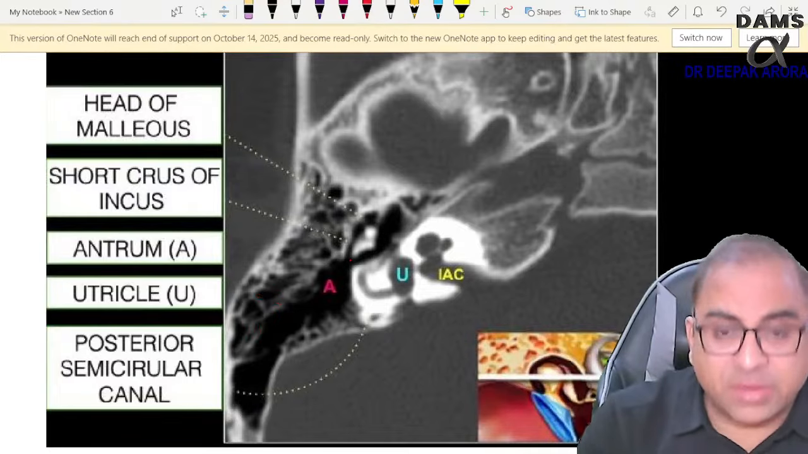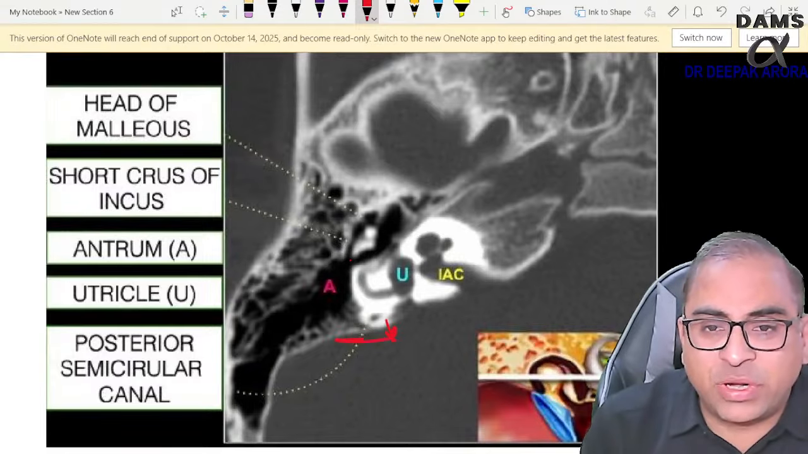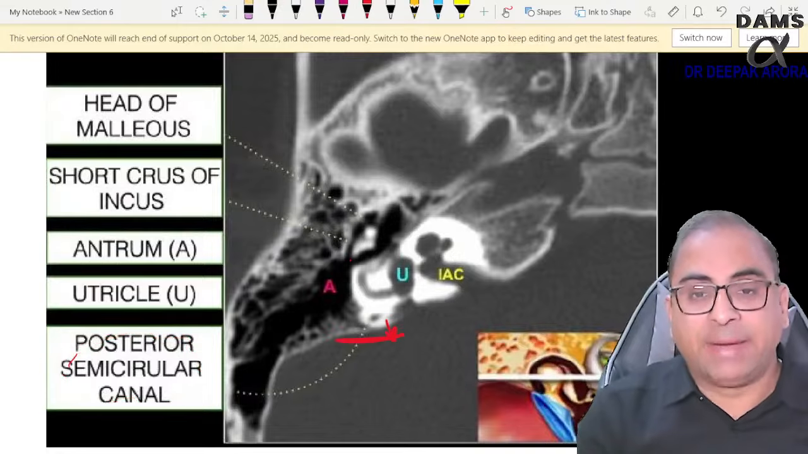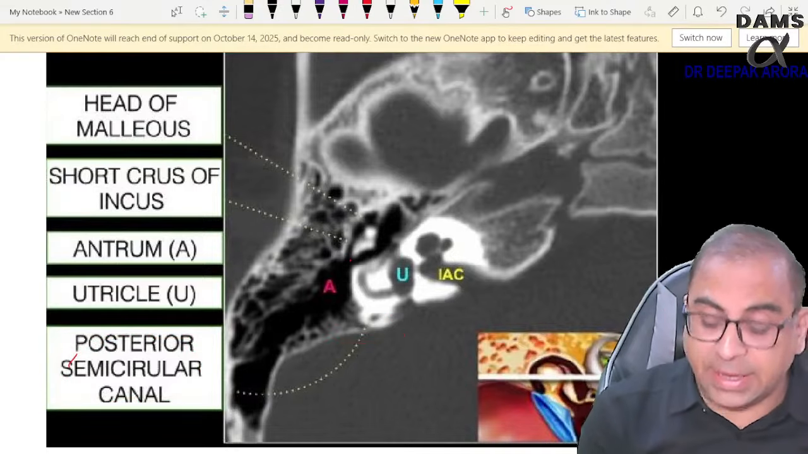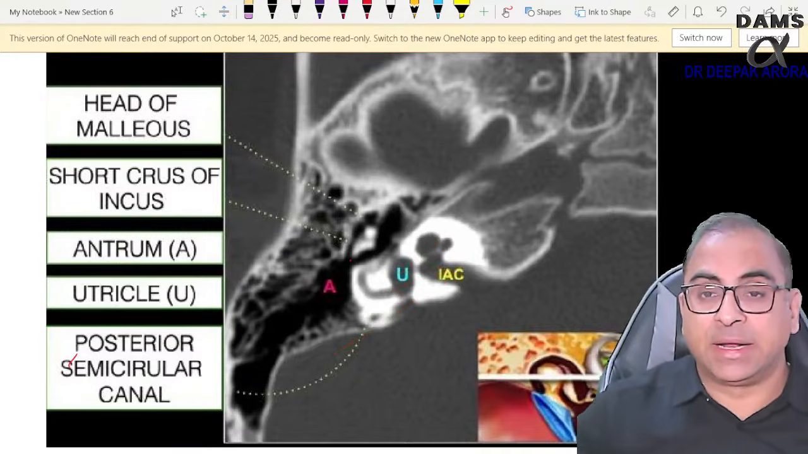So always start from the mastoid. If this is the mastoid, it means this must be the most posterior part. And what is the most posterior part? The posterior semicircular canal. Next is the utricle, and this is the cochlea. And what is next to this is your internal auditory canal.